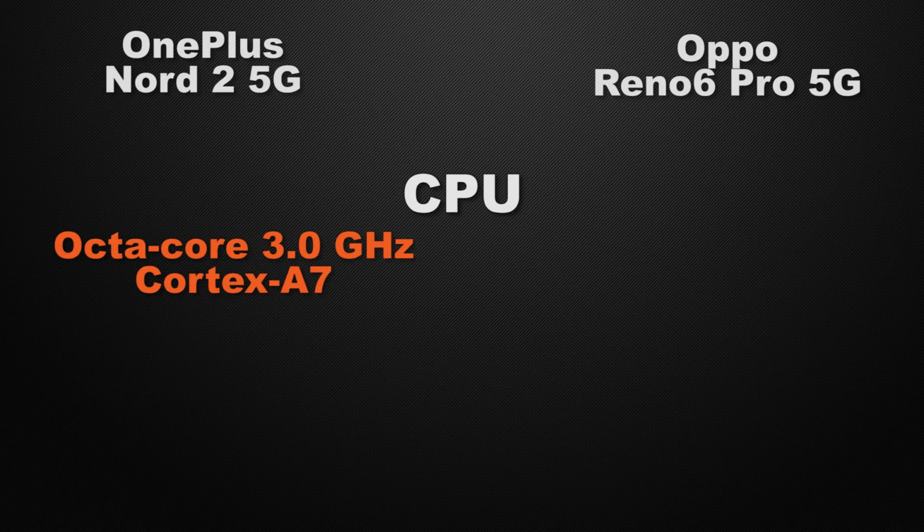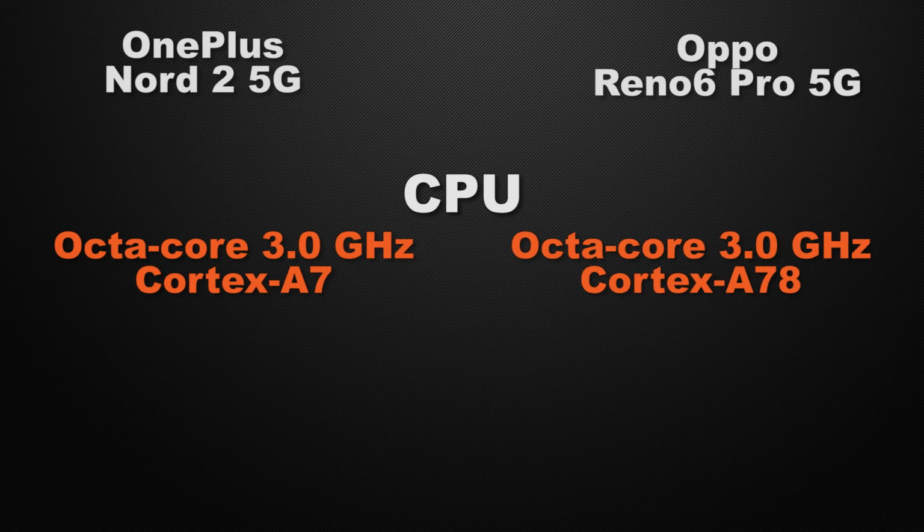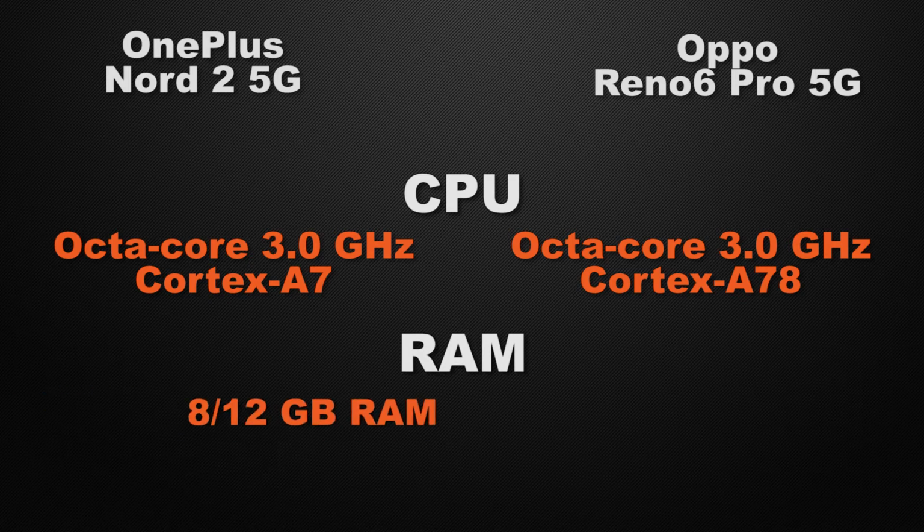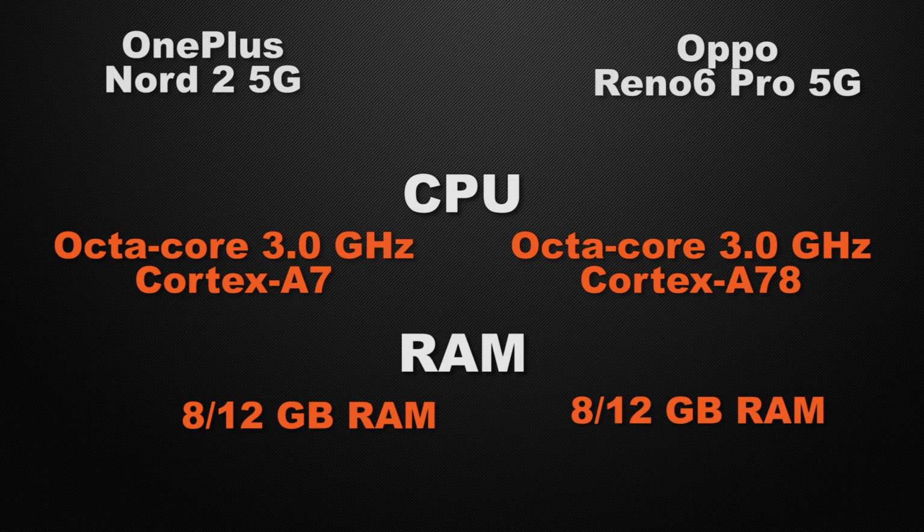Let's talk about the clock speed of the devices. Nord 2 can clock at 3.0 GHz based on an octa-core Cortex chipset, whereas Reno 6 Pro can clock at 3.0 GHz based on an octa-core Cortex chipset. So it's a tie here because both devices have the same clock speed. And about the RAM variants, Nord 2 has two options, 8 and 12 GB, whereas Reno 6 Pro has two options, 8 and 12 GB. So it's a tie because both devices have the same capacity of RAM.